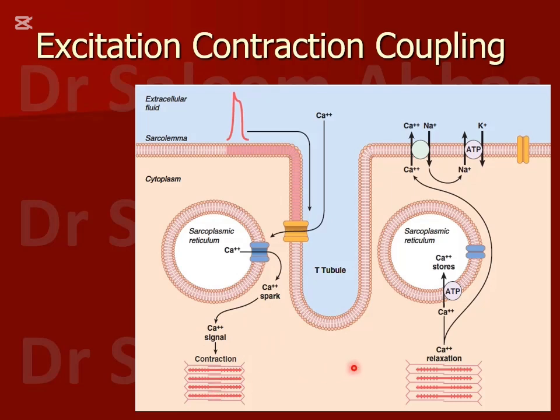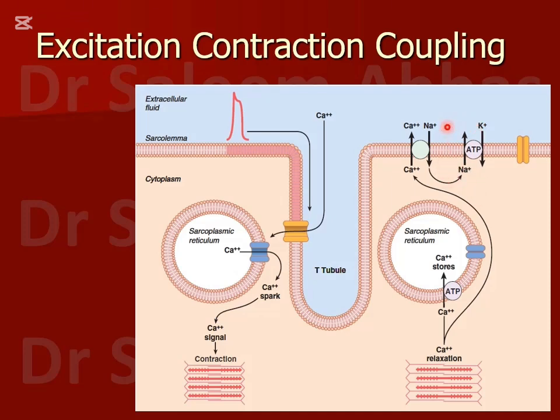Now when the contraction is over, this calcium which was released is pumped back by the calcium ATPase, which is also known as SERCA, back into the sarcoplasmic reticulum. Plus, calcium is also moving out of the myocardial cells in exchange for sodium, which is a secondary active transport, and the energy to this secondary active transport is provided by the sodium potassium pump. You know, the sodium potassium pump pumps the sodium out in exchange for potassium.